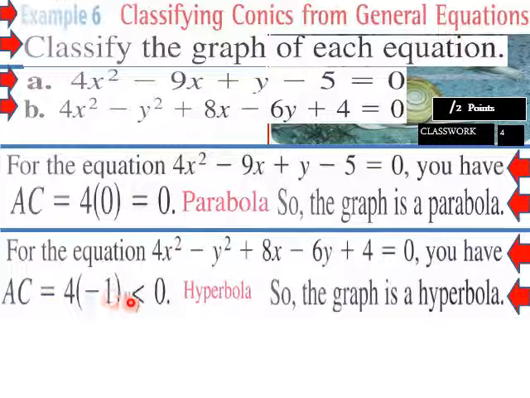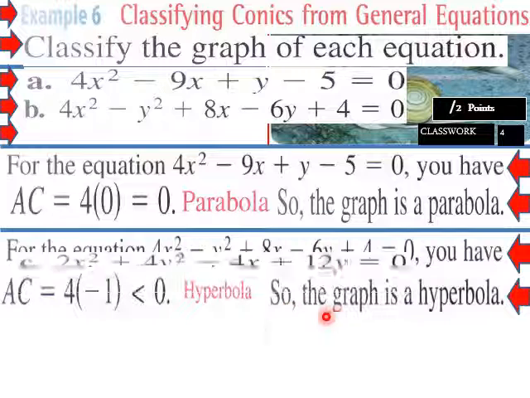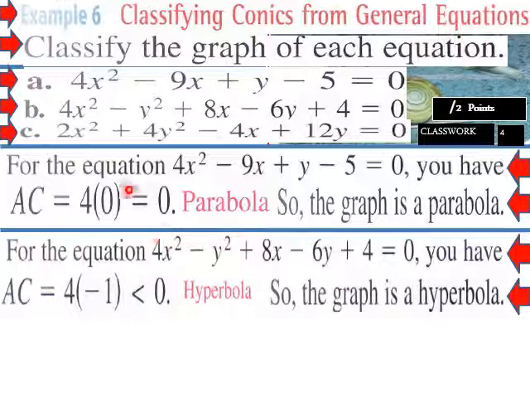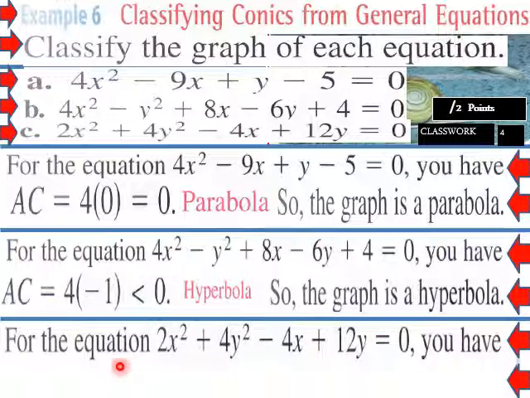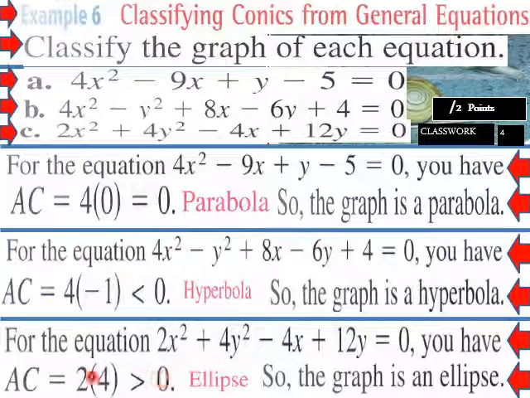So 4 times negative 1 is less than 0, so that makes it a hyperbola in this situation here. So the graph is a hyperbola. And then for C, 2x squared plus 4y squared minus 4x plus 12y equals 0. For that one, AC equals 2 times 4. So 2 times 4 is greater than 0, so it would be an ellipse. So that would be a quick way that you could tell what these are expressions of just by looking at them.